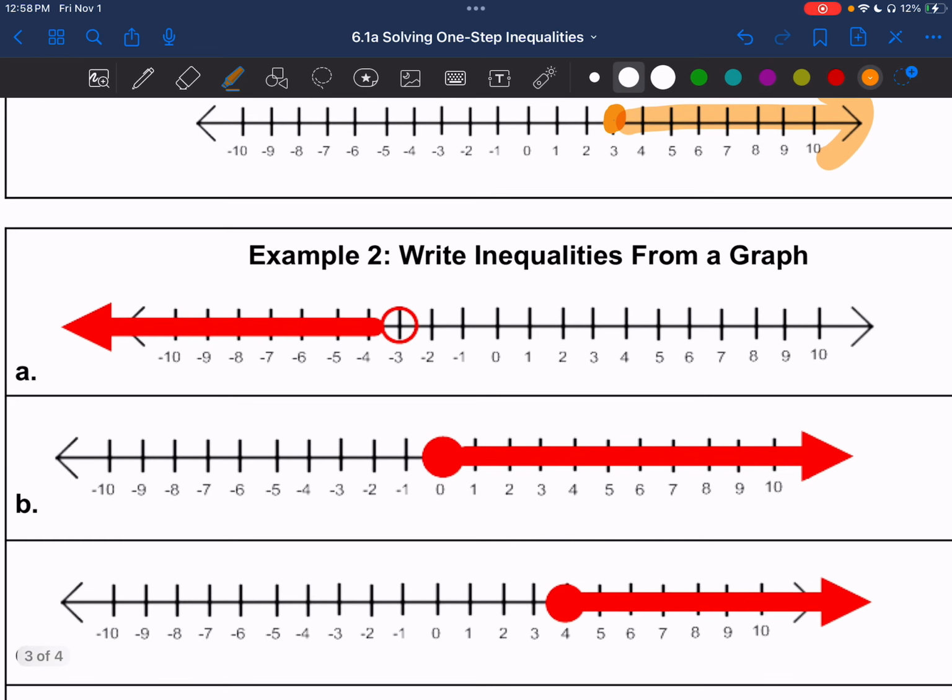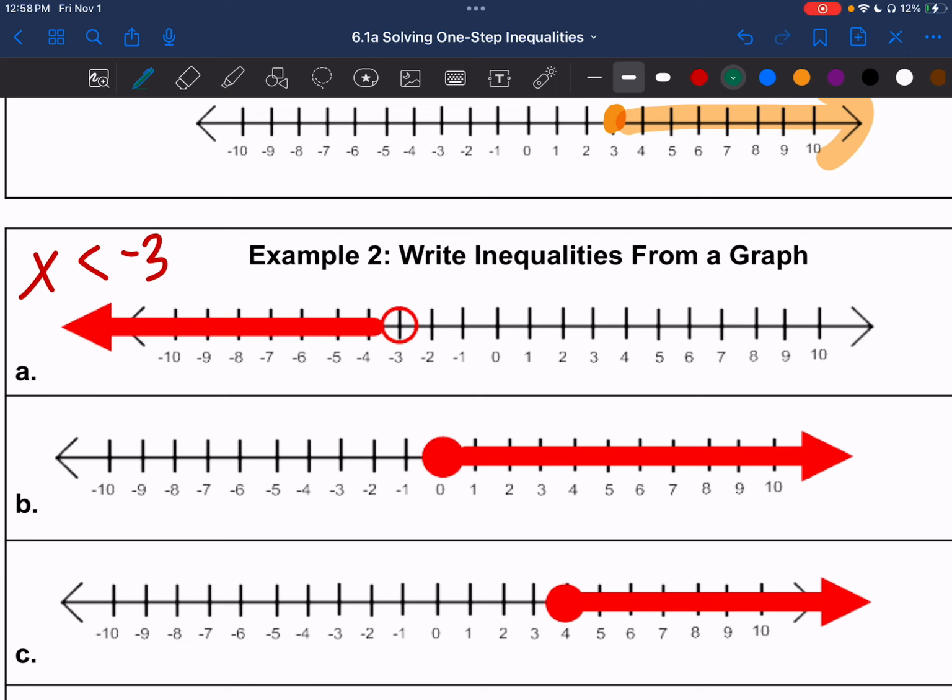Now, our next example is writing an inequality from the graph that we're given. So in letter A, we're going to start with our variable, x. Which way are we shading? To the left or to the right? We're shading to the left, so it's going to be x is less than, and we want to know our point. It's -3, and it's an open circle, so it's just x is less than -3.